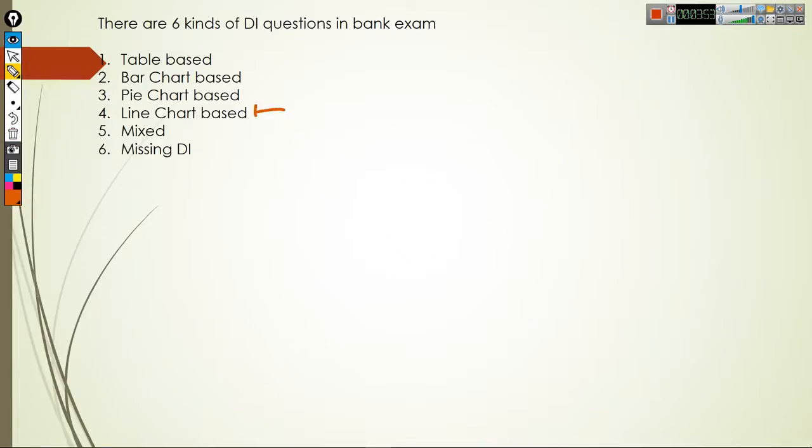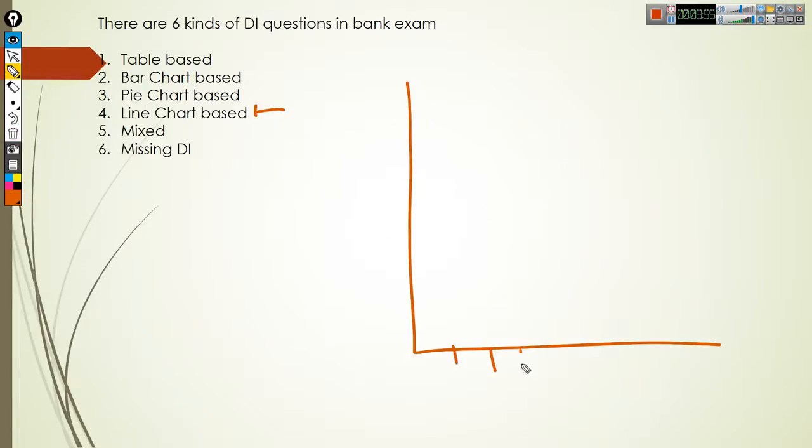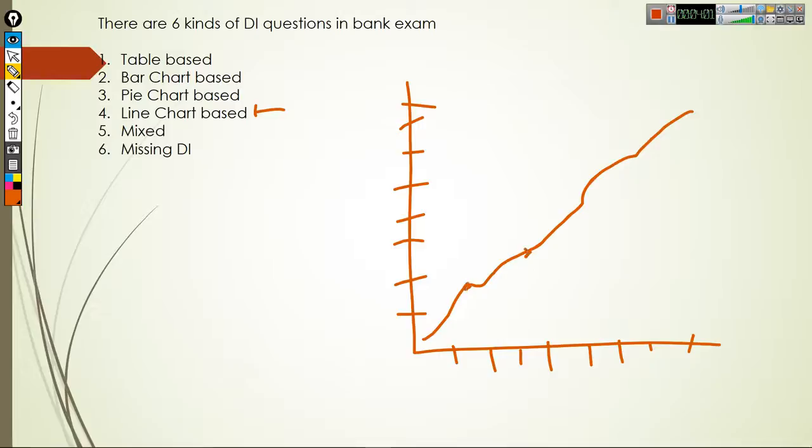Next is the line chart. A line chart is something like this. There are certain parameters here and here, and the chart will be like this. There are certain points, and the value will be given at that point, like 200, 250, 350. This is the line chart.